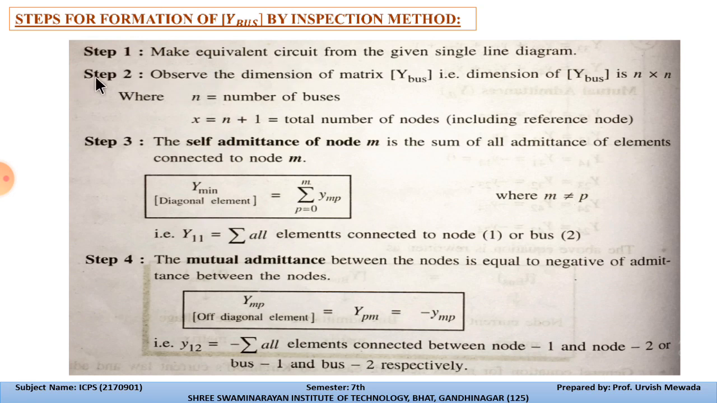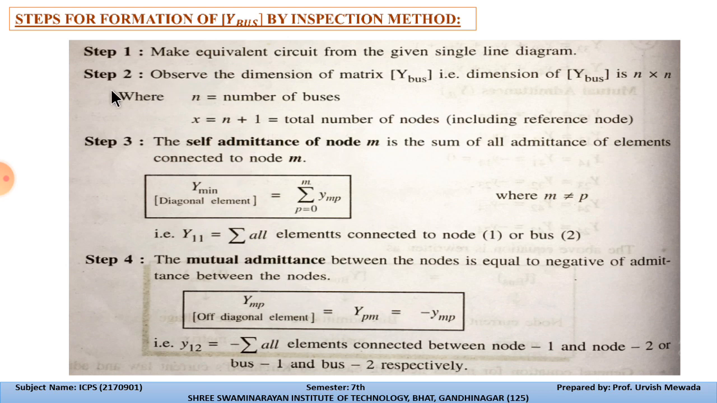So, steps for formation of Y bus by the inspection method. Let us consider the steps for the inspection method. These are the steps that we followed in the previous theory, written in terms of steps. First, make an equivalent circuit from the given single line diagram, having voltage sources which are connected at equal potential, and the rest of the elements connected with their impedance or admittance links.